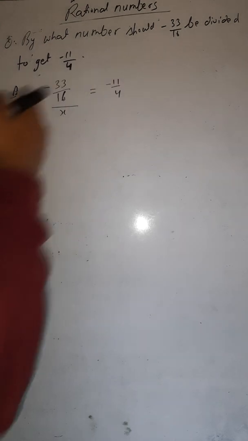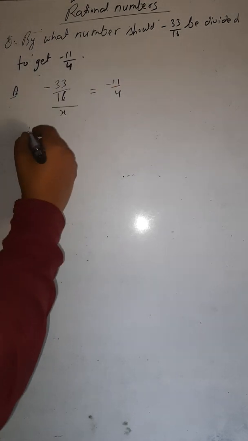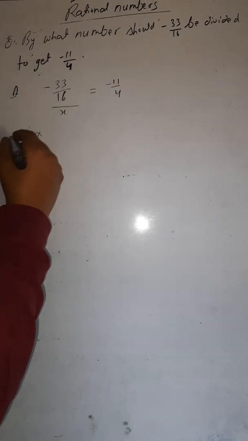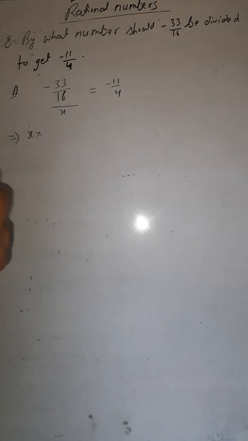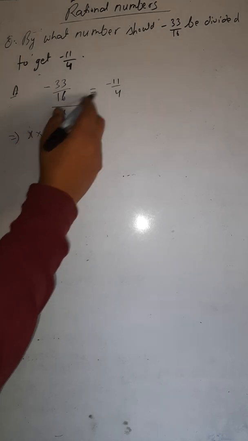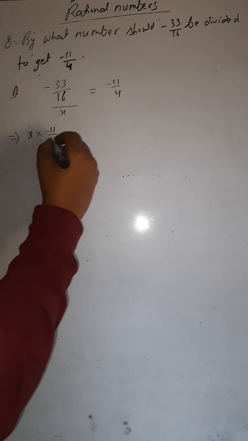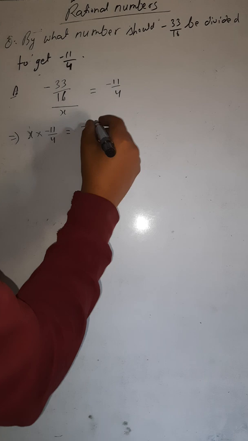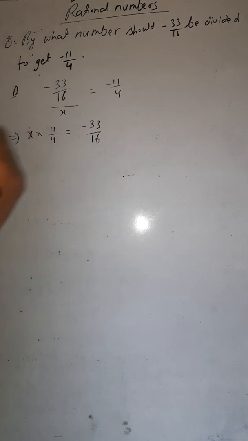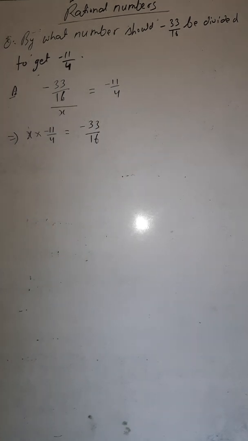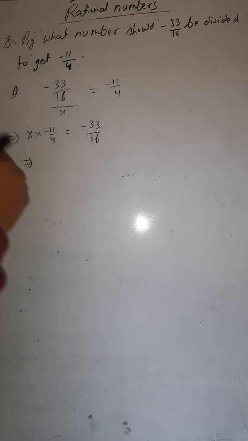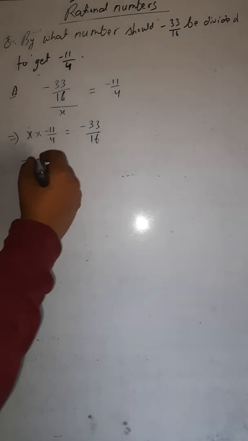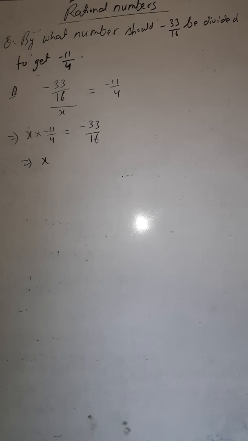So this x would be multiplying here, so I can write this as x multiplied by minus 11 by 4 would be equal to what is left here, that is minus 13 by 16. Are you getting this? Now very simple, I have to find out the value of x from here. So this x would remain the same. It would be equal to how much now?